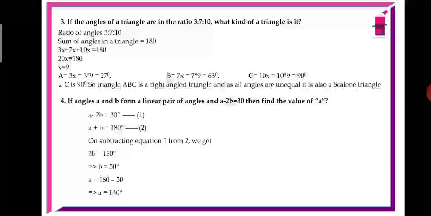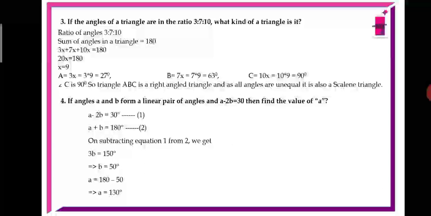Question number 3. If the angles of a triangle are in the ratio 3:7:10, what kind of triangle is it? Now by seeing the ratios, there are 3 different angles, because it is 3 parts and 7 parts and 10 parts. So directly you can tell it is a scalene triangle, but according to the measure of the angle, what kind of triangle will you get, whether acute, obtuse or right angled? So we should calculate this.